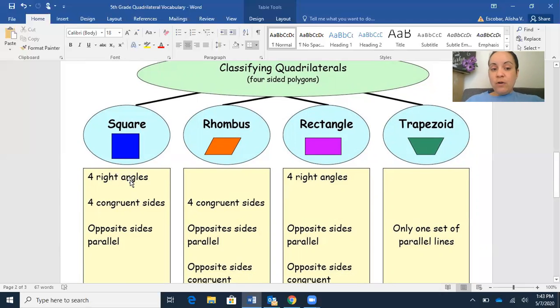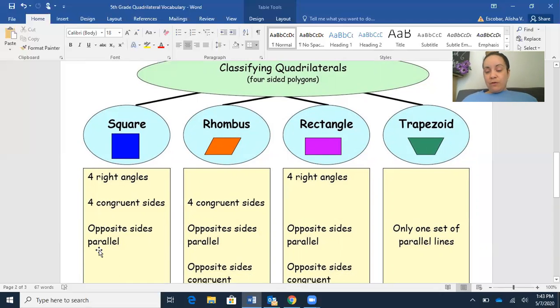The square has 4 right angles. Remember we said a right angle is an angle that makes an L shape. 4 congruent sides, which means congruent means equal. So that means all 4 of the sides are the same length. So if this side is 7 inches, then this side is 7, this side is 7, and this side is 7. The word is congruent.